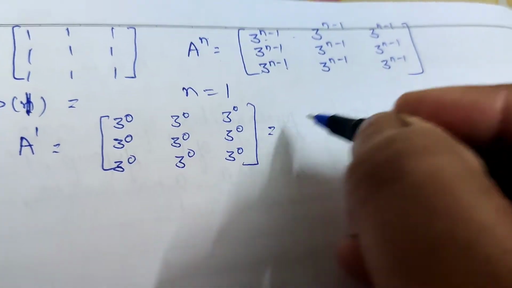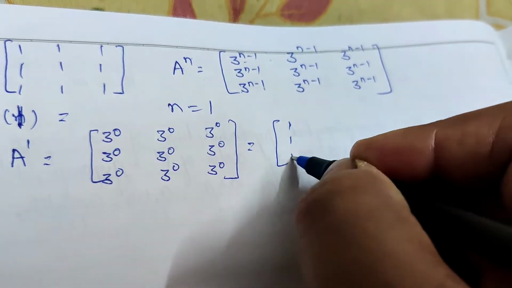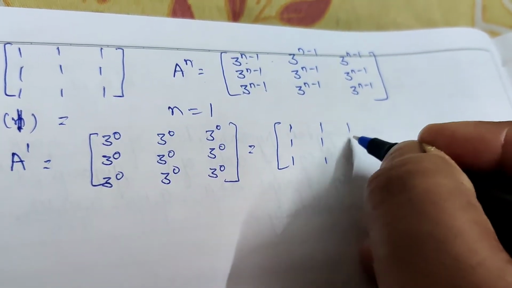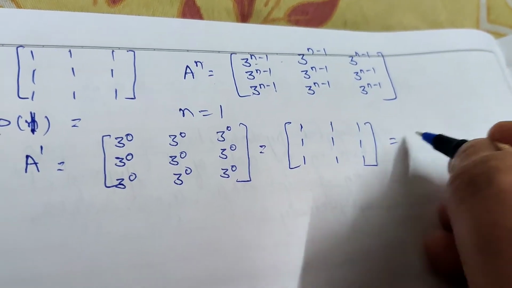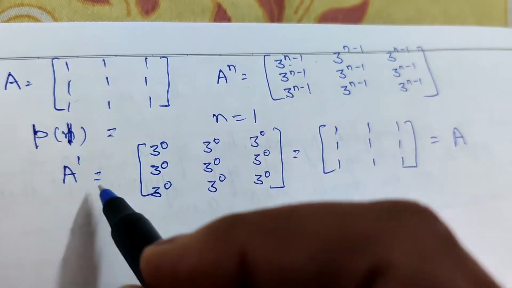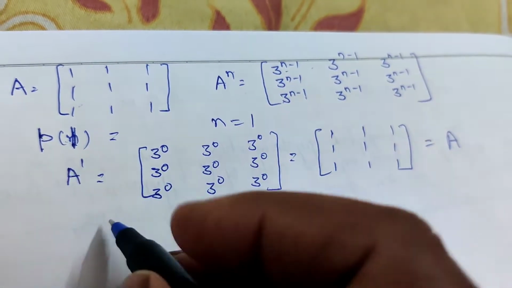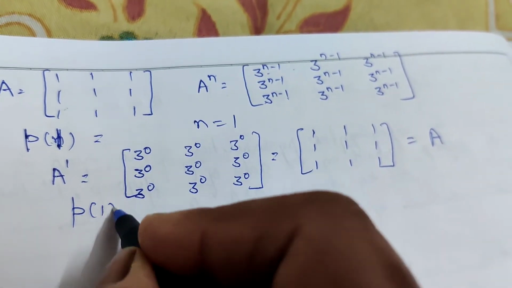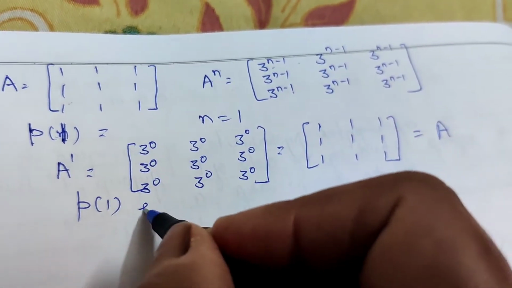The exponent is 0, the value equal to 1, 1, 1. This is equal to the given matrix A. So it is true for P1, n equal to 1. It is true for n equal to 1.